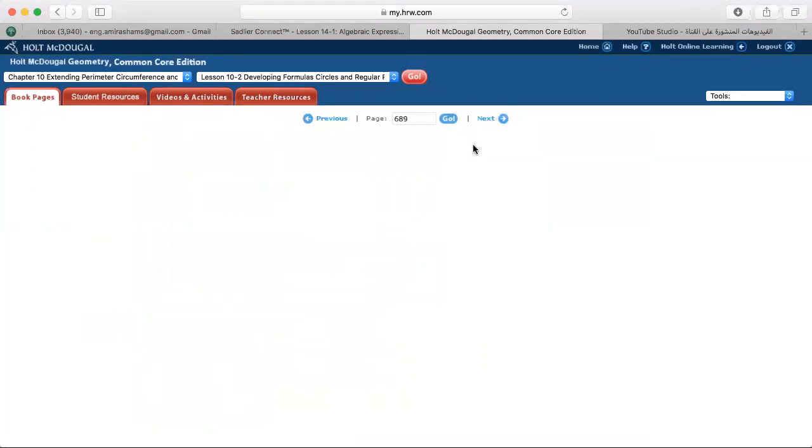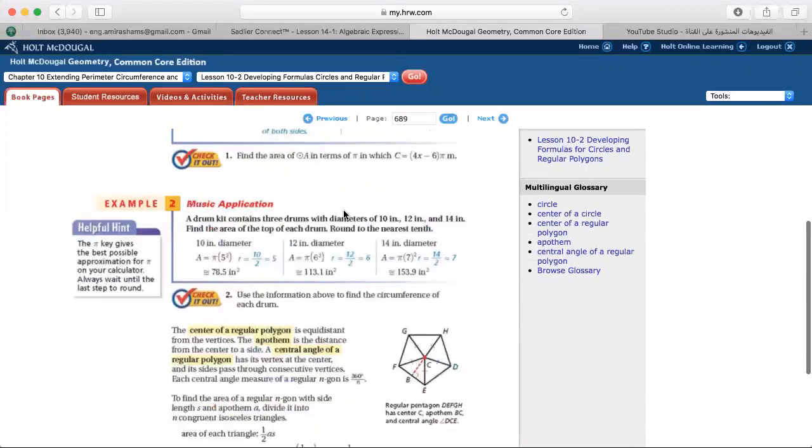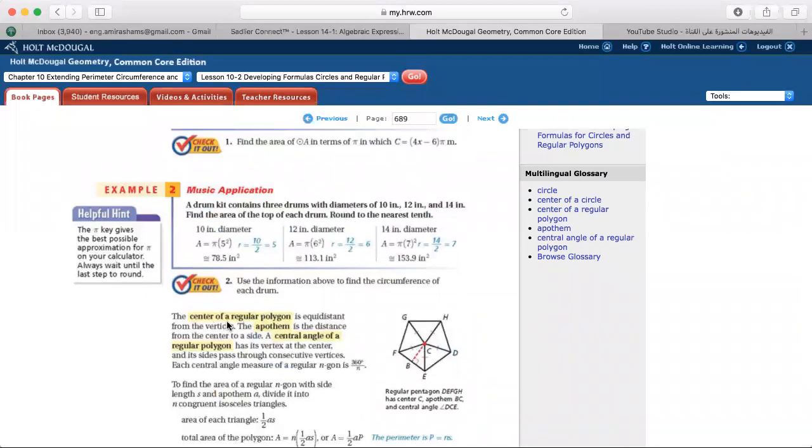What else have we learned here? We learned the center of a regular polygon. The center of a regular polygon is equidistant from the vertices. The apothem is the distance from the center to a side. A central angle of a regular polygon has its vertex at the center and its sides pass through consecutive vertices. Each central angle measure of a regular n-gon is 360 over n.